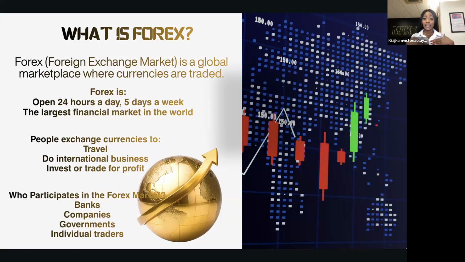Now, I'm currently in London, right? Let's take, for example, I want to travel to the United States, right? I need to exchange my Great British Pound to the United States dollar to enable me to do my shopping and do whatever transactions in the United States. Now, who participates in the Forex market? We've got the banks, hedge fund companies, governments, retail traders, like you and I.